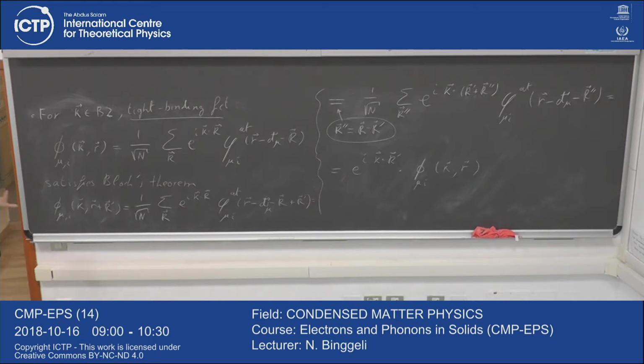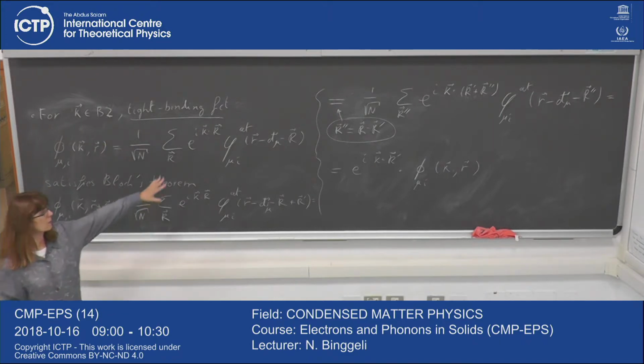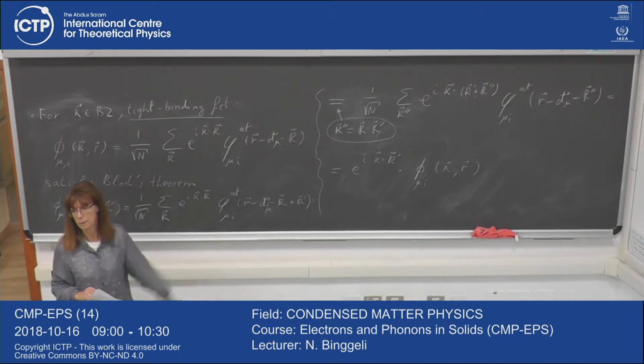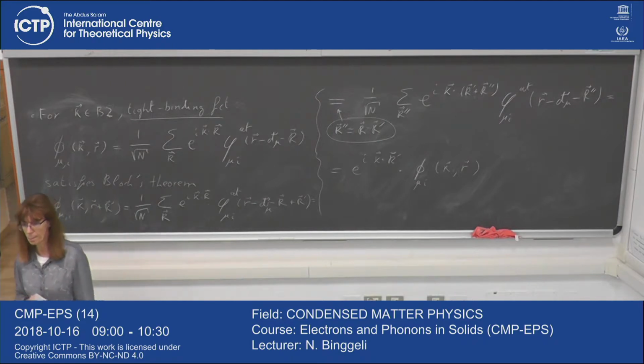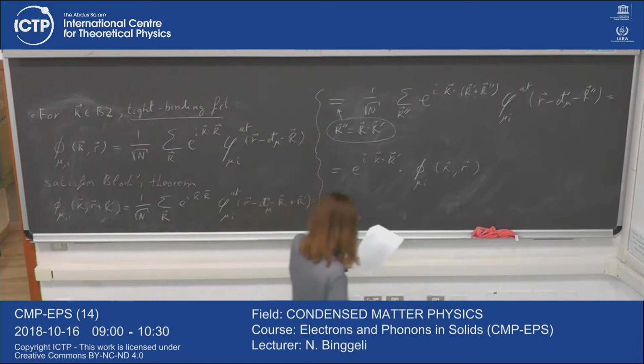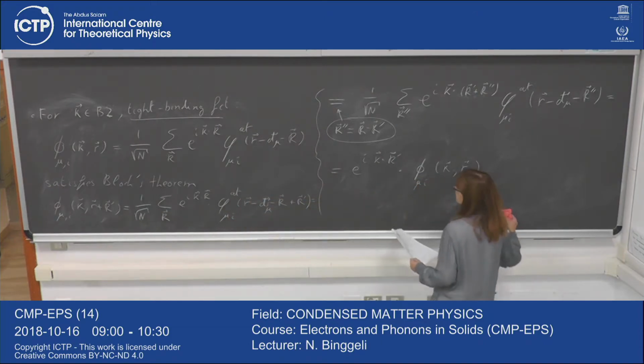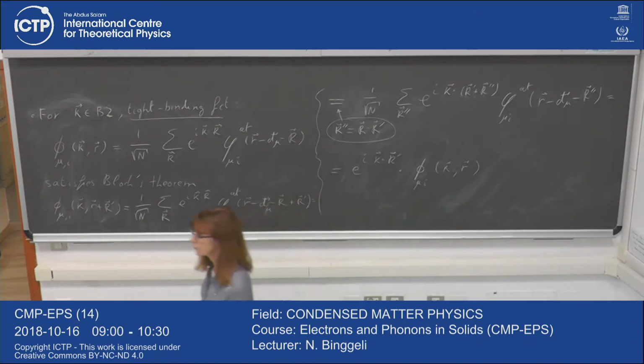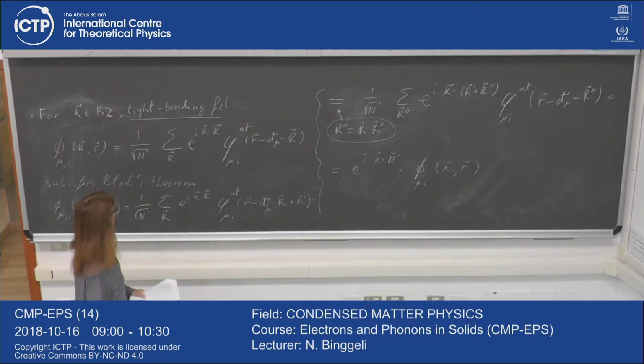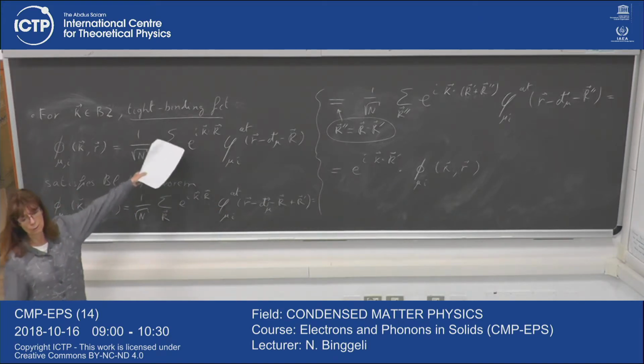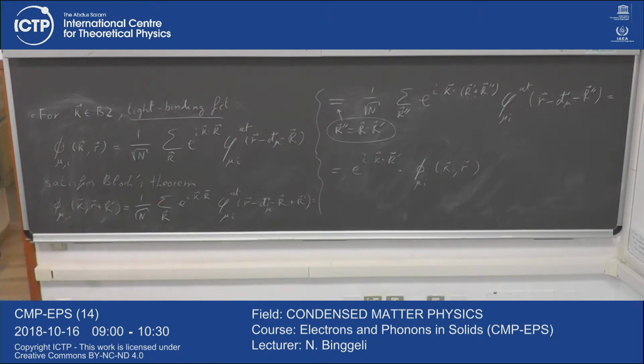So this is the way that I can obtain a Bloch state as a linear combination of a type of atomic orbital. Okay, so now we know how to write the Bloch state in general for any k, and of course for k equal to 0 we recover what we guessed initially, that is just the sum with a coefficient 1 of the atomic orbital.